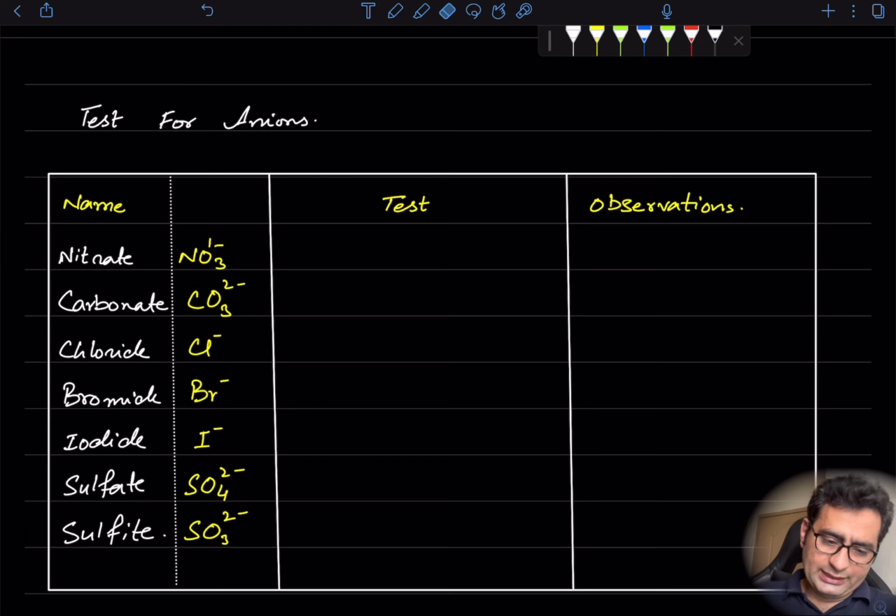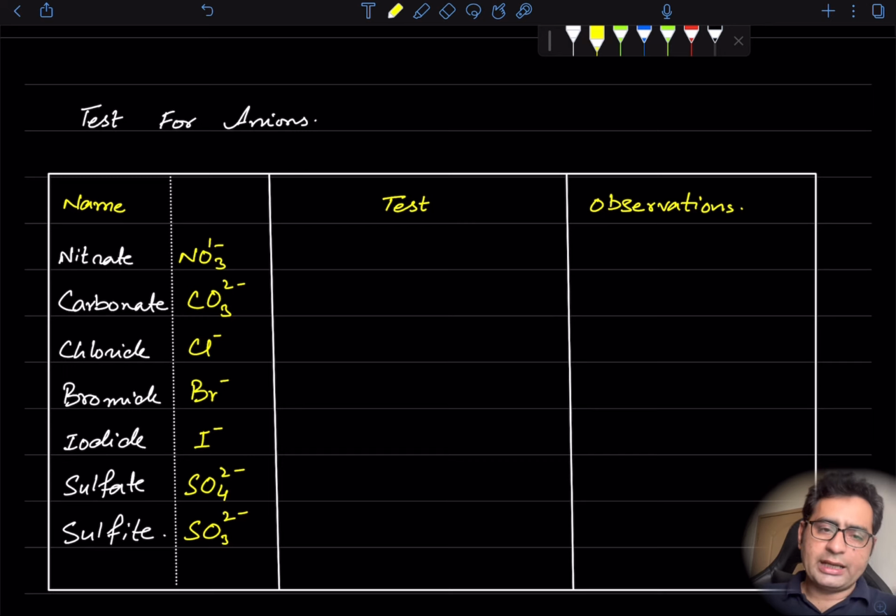Now, the very first thing, the formulas you should keep in mind. What's the formula for nitrate? That is NO3. Carbonate is CO3, which has valency 2 negative. All halides have negative 1 valency. Sulfate and sulfite have 2 negative valency. So how can we test these anions?